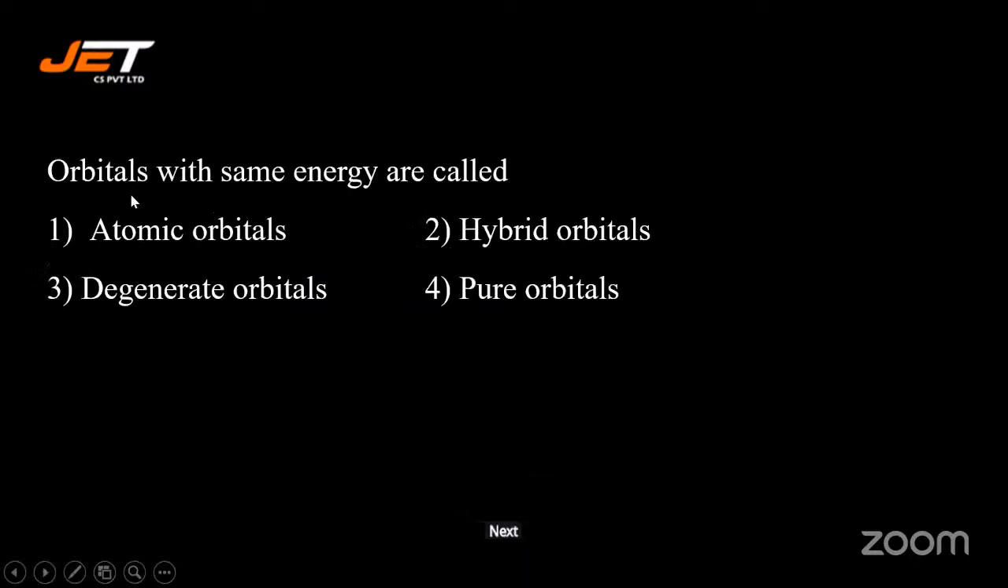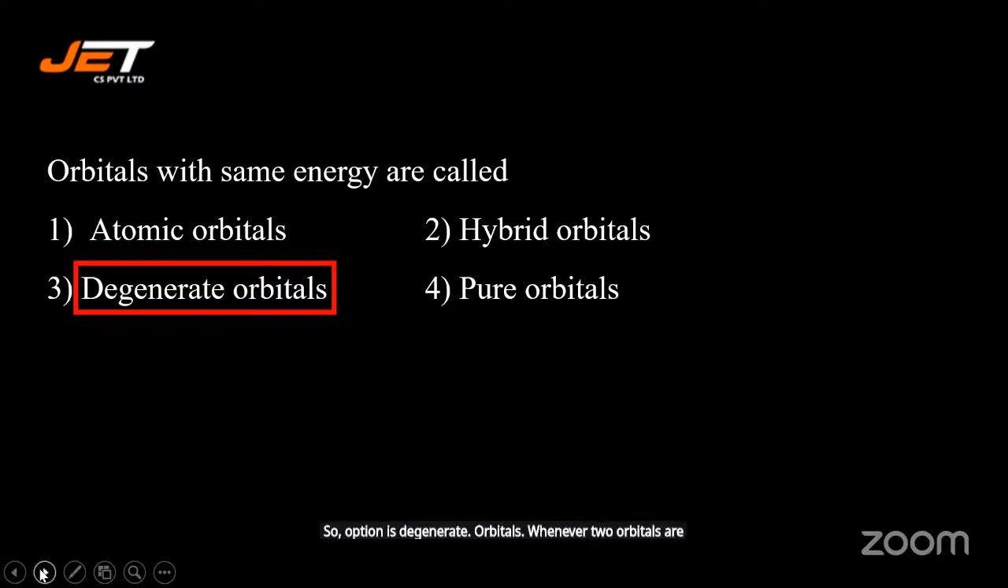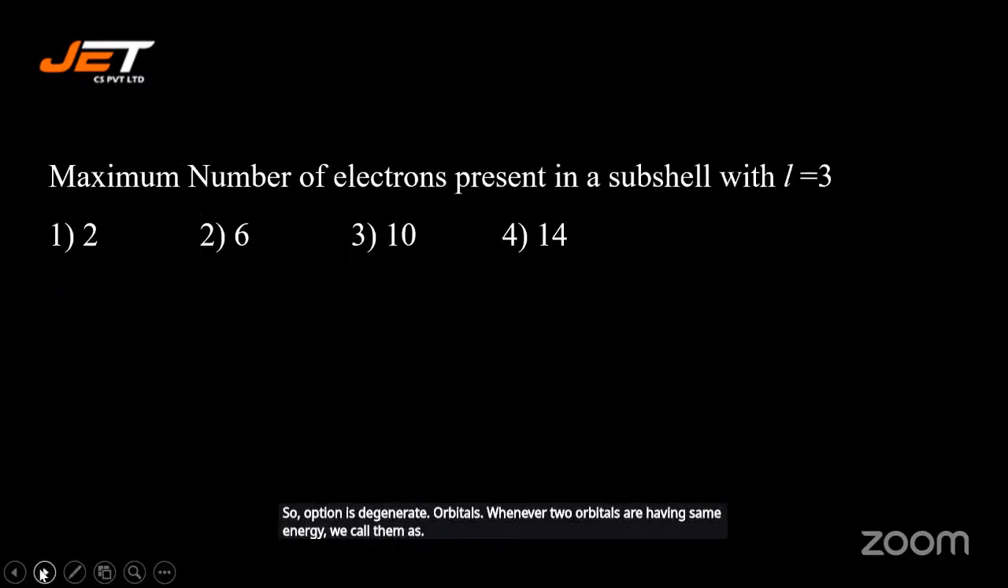Next question. Orbitals with same energy are called as. What are the orbitals with same energy? Tell me what is the right answer. So the option is degenerate orbitals. Whenever two orbitals are having same energy, we call them degenerate orbitals.